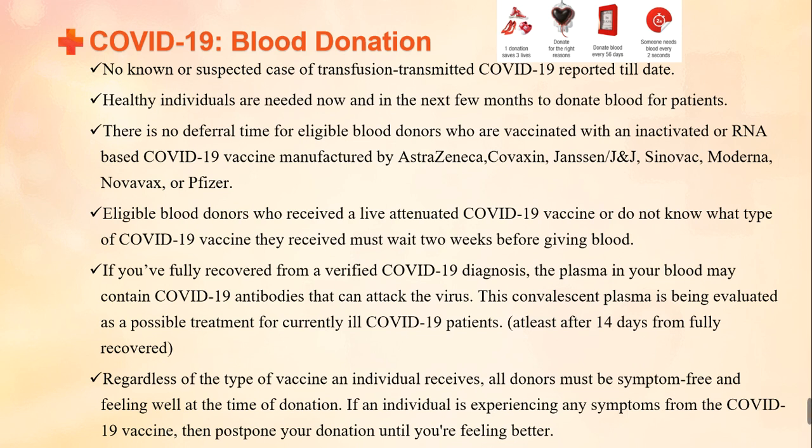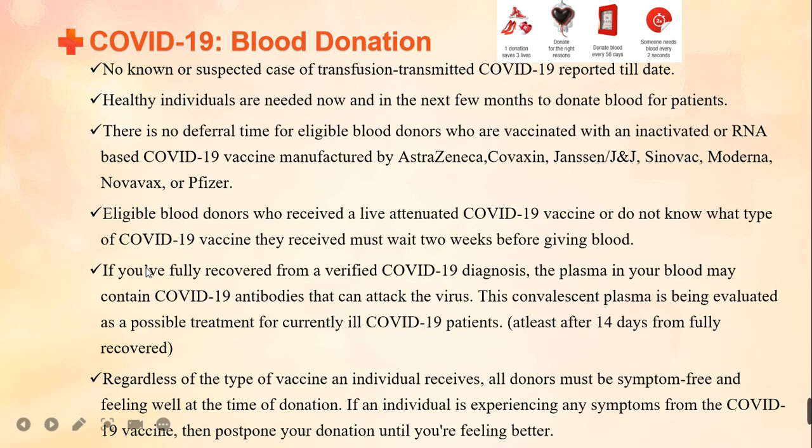But if you don't know which kind of vaccine you got, or if it's some live attenuated COVID-19 vaccine, then you must wait for at least 14 days. You can give after 14 days or 21 days of your first vaccine dose, or of your complete vaccine dose. Okay, so you have to make sure about that.